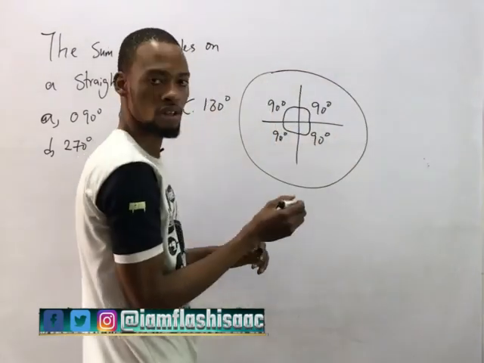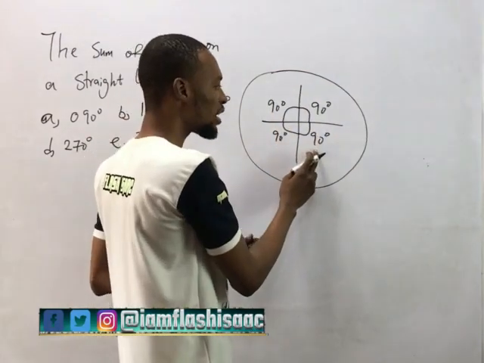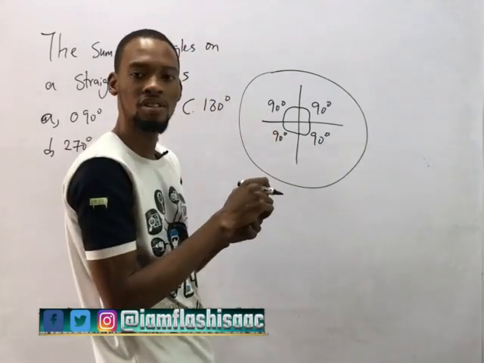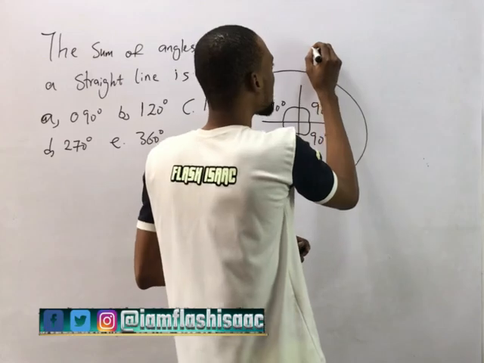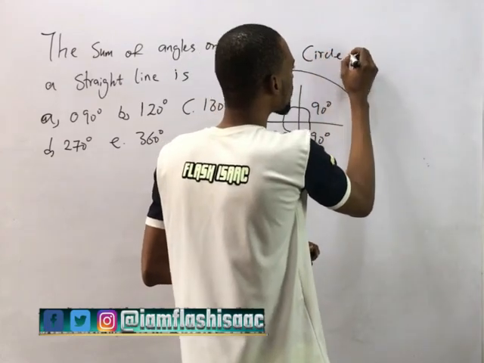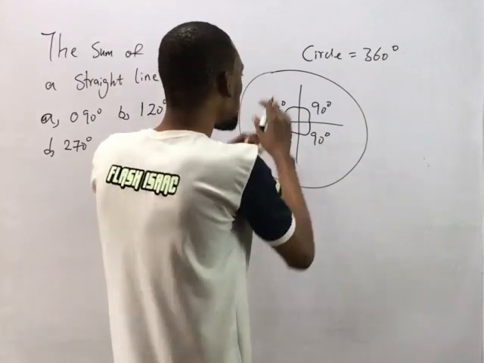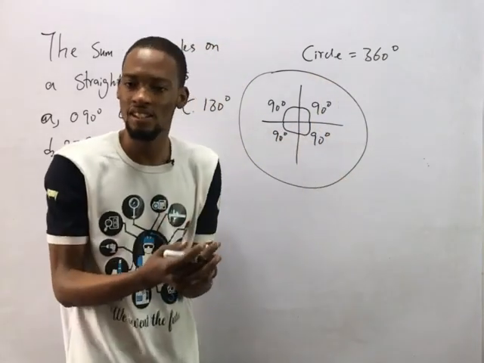This implies that everything here will form what? A circle. 90 plus 90 is 180, plus 90 is 270 degrees, plus 90 is 360 degrees. So this implies that the angle on a circle is 360 degrees.